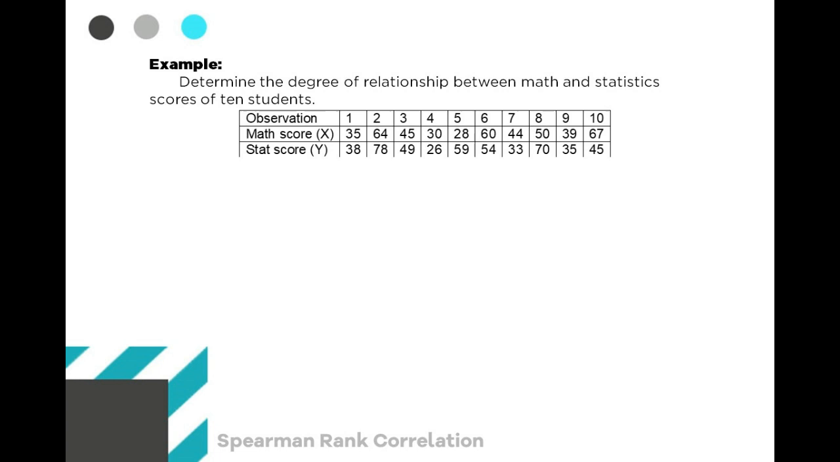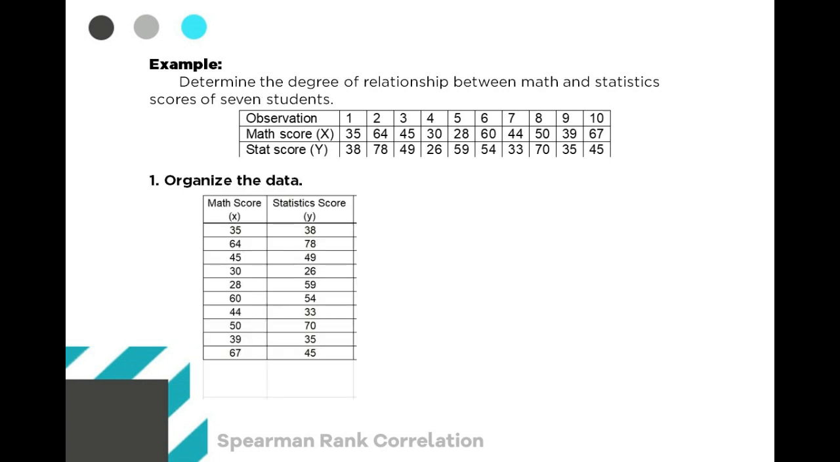So let's have an example. For example, we have to determine the degree of relationship between math and statistics scores of 10 students. Ordinal data because we will be using ranking. Kaya Spearman's rank. We will be ranking our scores, so it does not matter if it is ascending or descending. Okay, in our example, we'll be using ascending ranking.